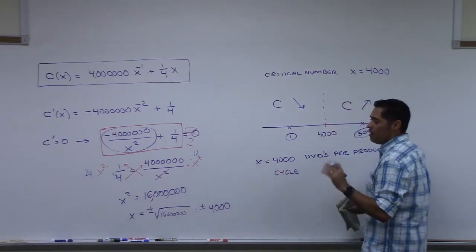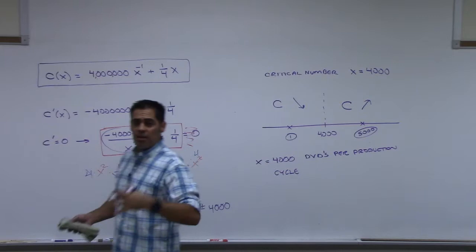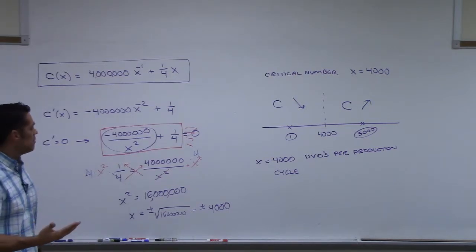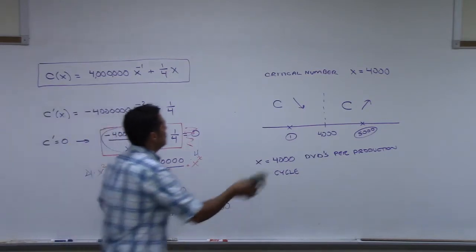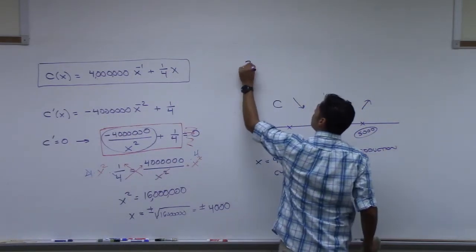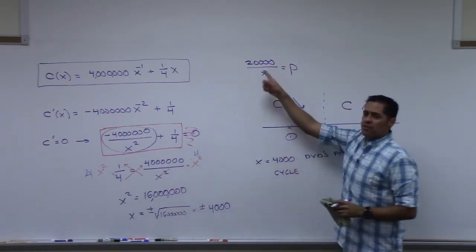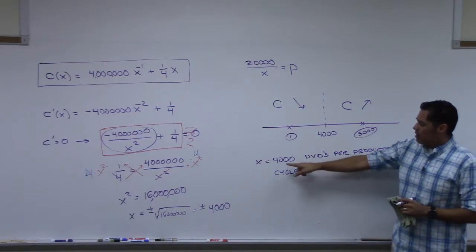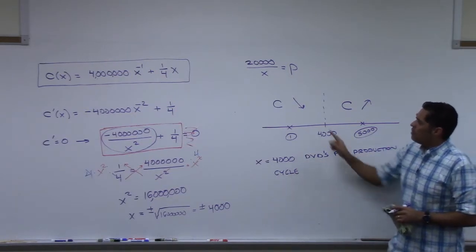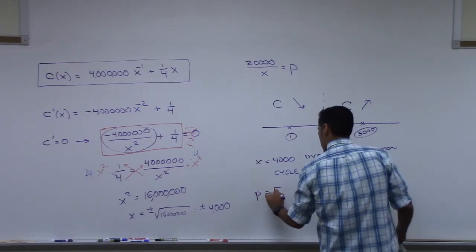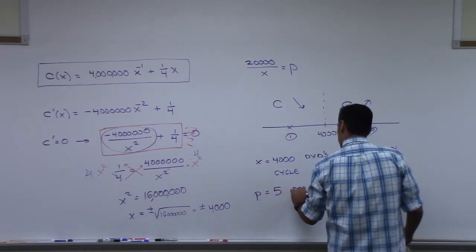Okay? Now, we would be done with the question, but I'm just curious if we can answer a few more things. How many production cycles would we have? 5. Where are you getting that from? 4,000. You go back to the relationship we had. It was 20,000 over X was P, right? Remember that? And so if we know that we're going to make 4,000 DVDs per production cycle, we plug 4,000 in there, and that means that P would be 5. So 5 production cycles.